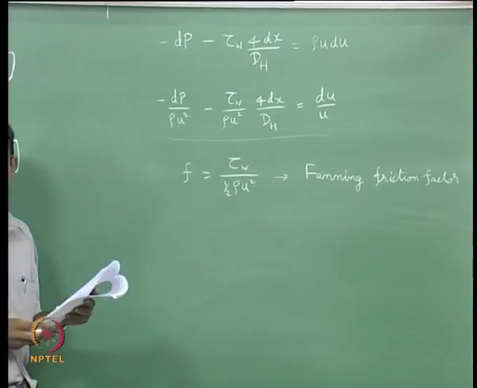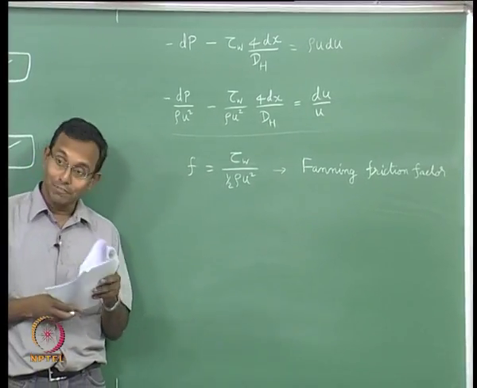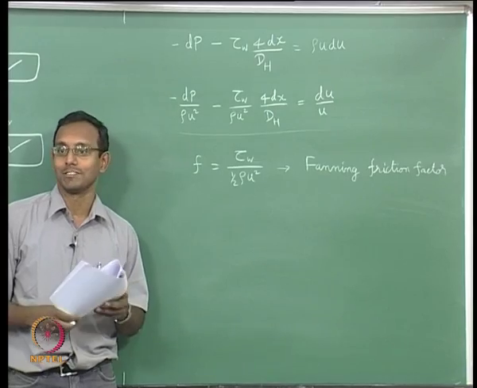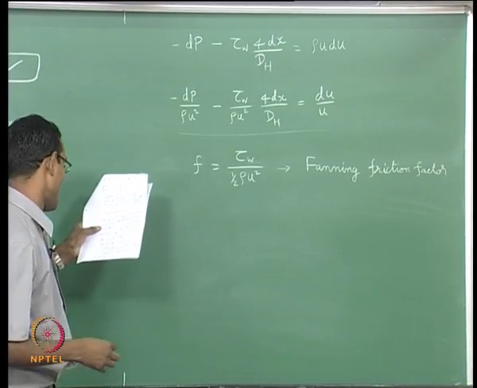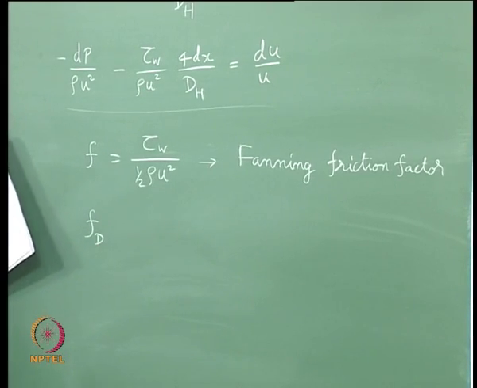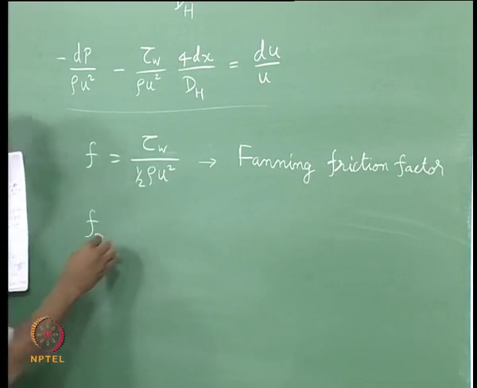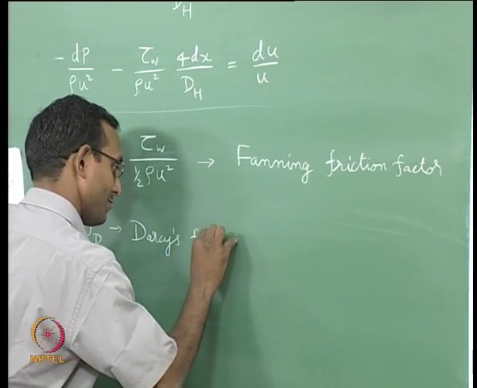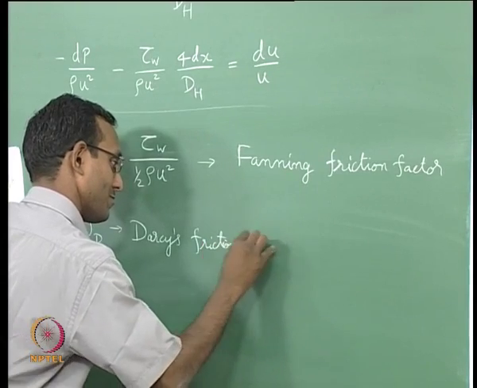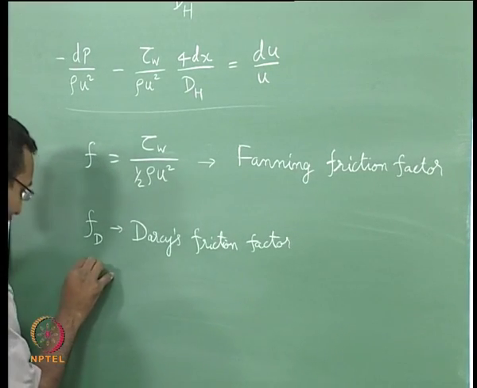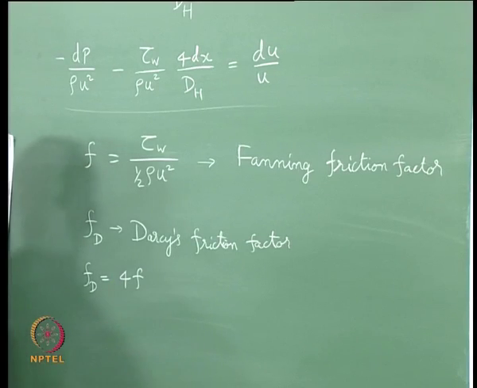This is different from another friction factor used in the incompressible flow world by people doing hydraulics. They have a different definition and call their f as fD, which is Darcy's friction factor. The relation between f and fD is fD equal to 4f. That is the connection between these two.